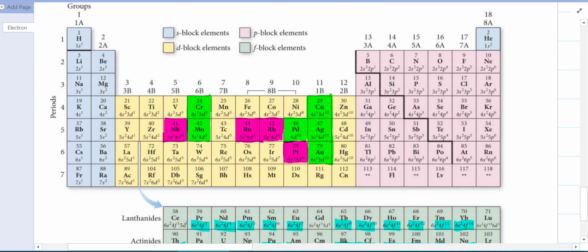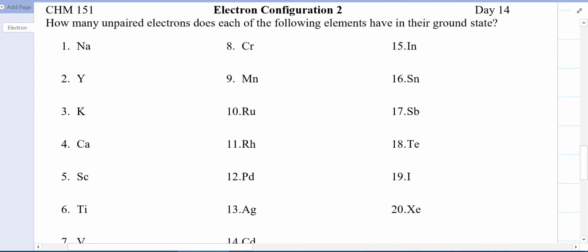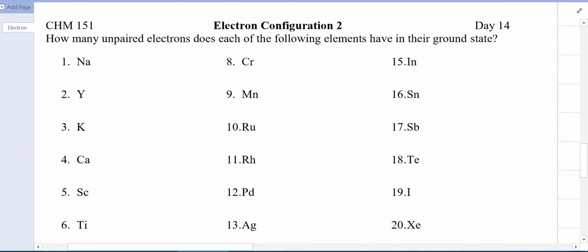Okay, now there's one thing I just skipped over here, which is unpaired electrons. And unpaired electrons give rise to magnetism, and that goes on later on to important things. Sodium, how many unpaired electrons does sodium have? Well, all core electrons are paired. So sodium is 3s1, it has 1 unpaired electron. Yttrium, D1, would have 1 unpaired electron.